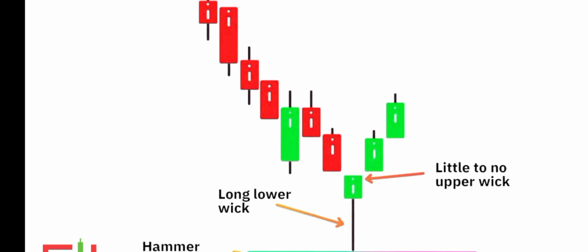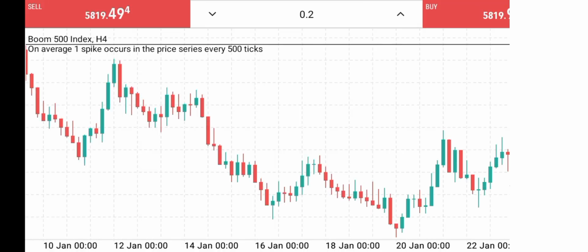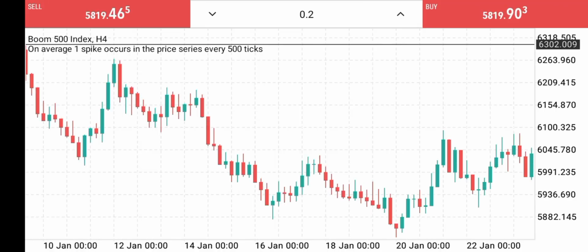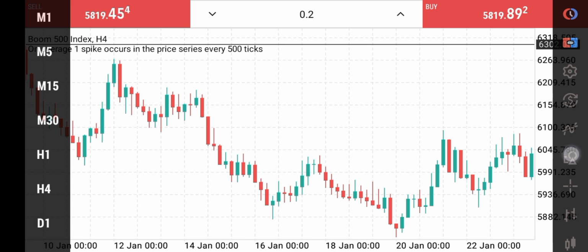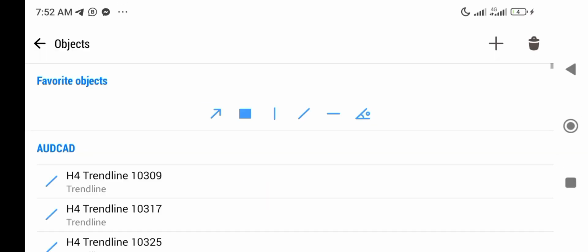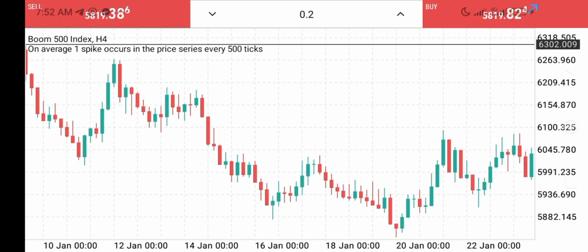So let's switch to the live chart. Let's look for a hammer from here. Okay, so this is it. Let me use an arrow. I'm making use of a phone because I know that most forex beginners do not have a laptop. And some of you think that because you don't have a laptop you can't do anything. You can actually do something with your phone. I can analyze any market with my phone.